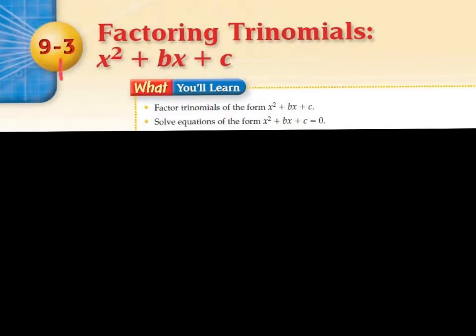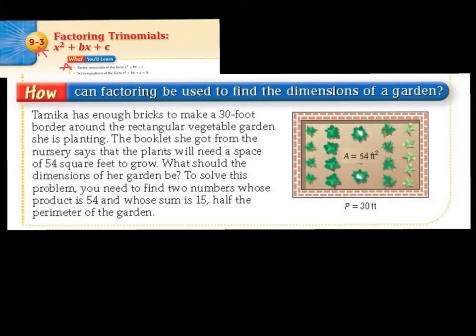Once again in lesson 9.3, there are two major concepts, and we're going to focus on the first one, which is factoring trinomials in the form x squared plus bx plus c. How can factoring be used to find the dimensions of a garden?